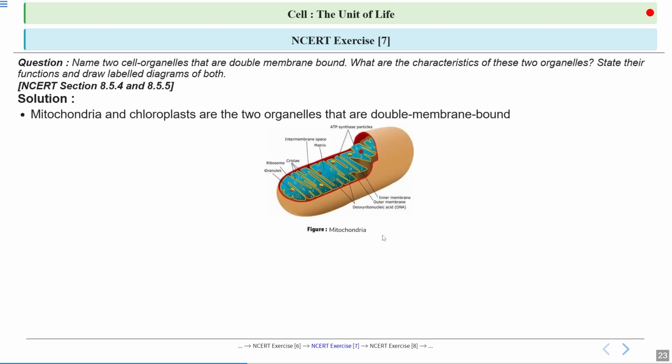This is the well-labeled diagram of mitochondria. You will make the outer membrane and the inner membrane. Then between the inner membrane and outer membrane, you have the intermembrane space. You can label the matrix, which is the fluid of the mitochondria. Then cristae are present, which are the infoldings of the inner membrane. You can show some ribosomes as well, which are involved in protein synthesis. Mitochondria has its own DNA, mitochondrial DNA.